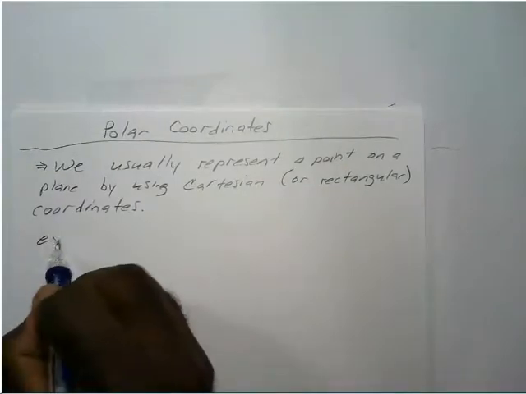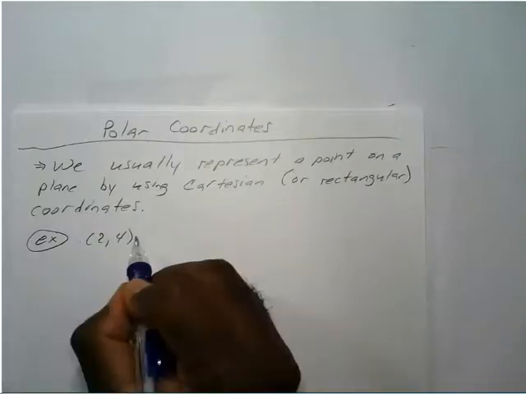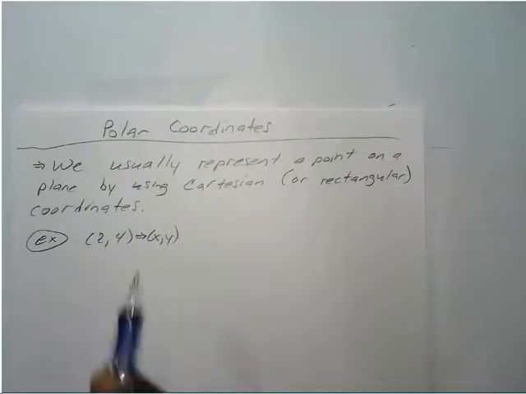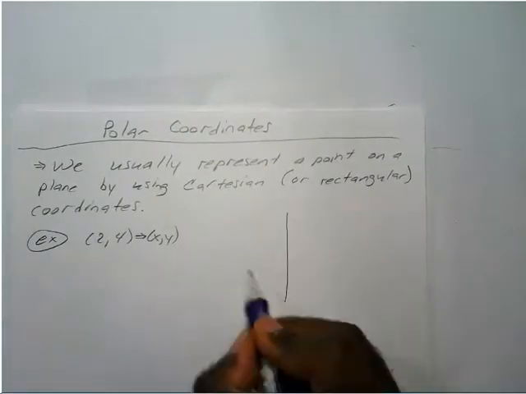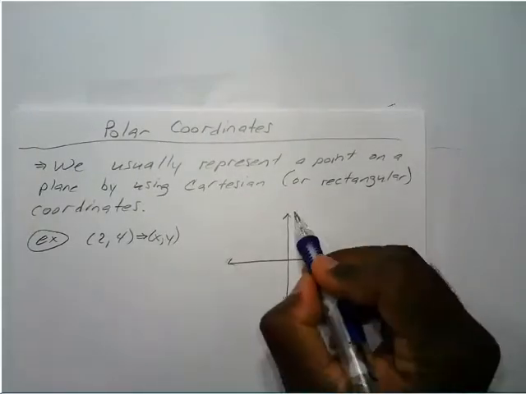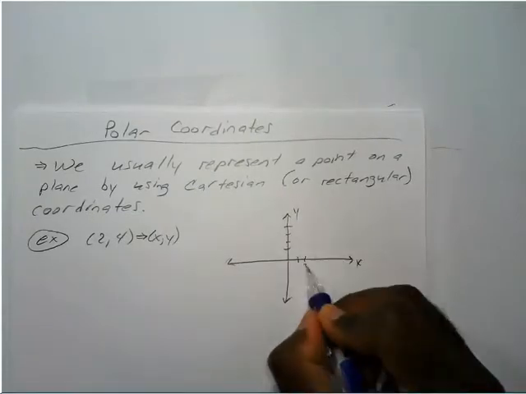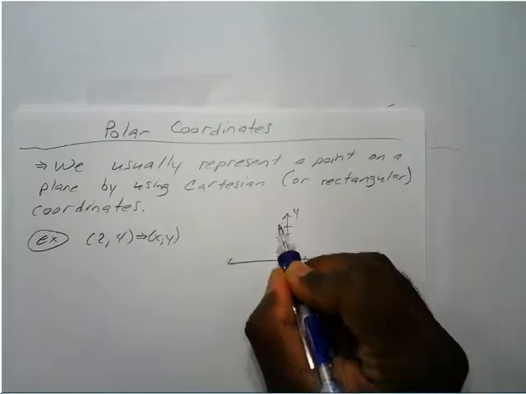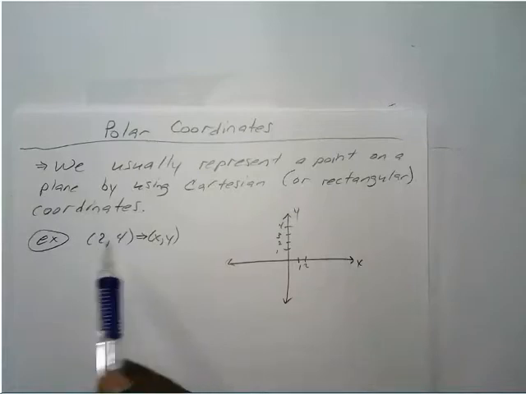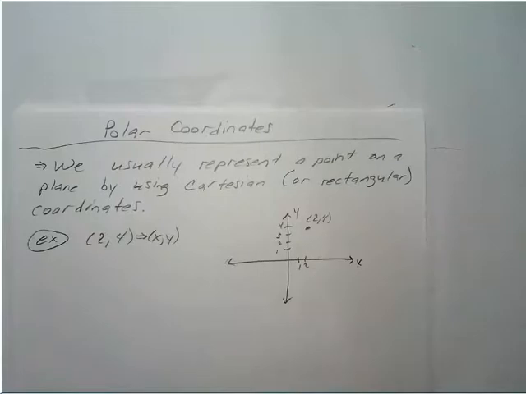Okay, so for example, you have the point (2, 4). That's your ordered pair, your x is 2 and y is 4. So you have your x and you have your y. If you go 2 over and 4 up, 1, 2, 3, 4. To plot that point, you just go to the right 2 and up 4. There you have your (2, 4).